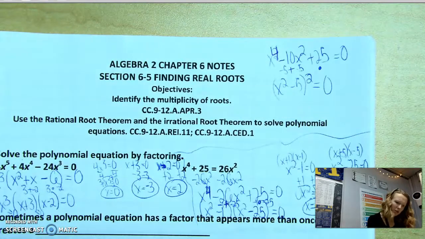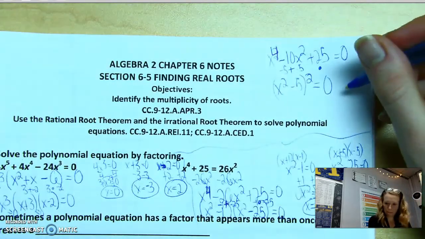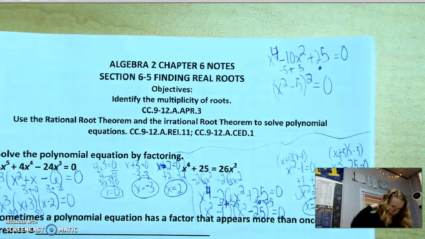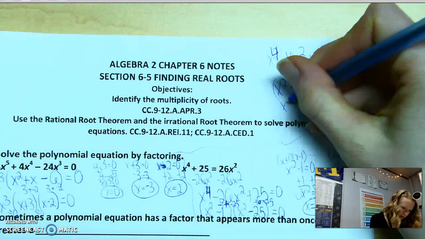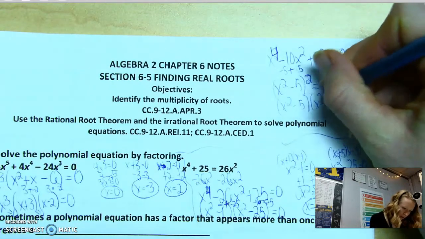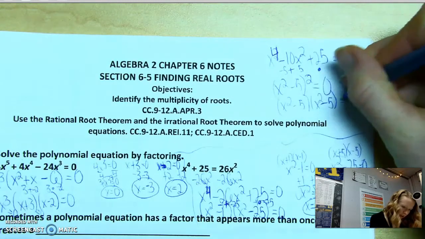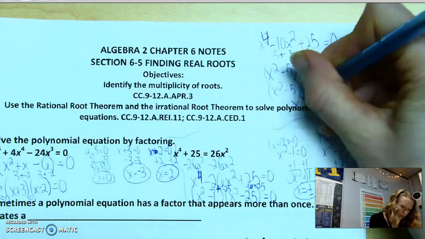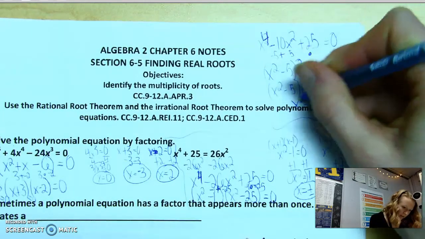Okay. If I were to solve this out, do you see how I'm going to get an x squared minus 5 times an x squared minus 5 equals 0? Do I really need to solve both? No. What I'm going to do is just set one of them equal to 0.